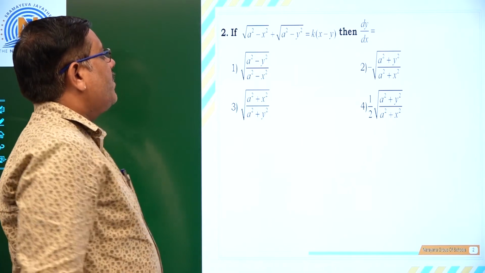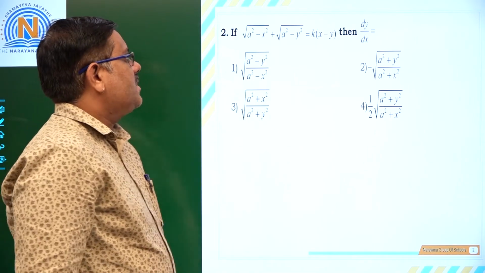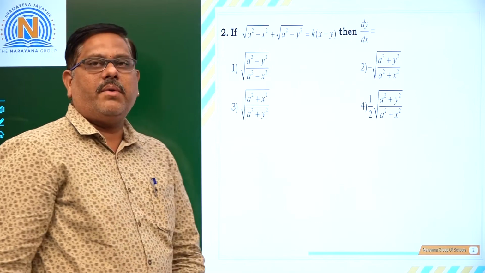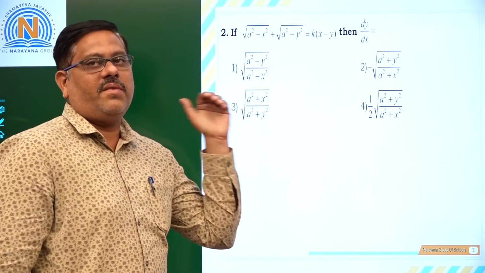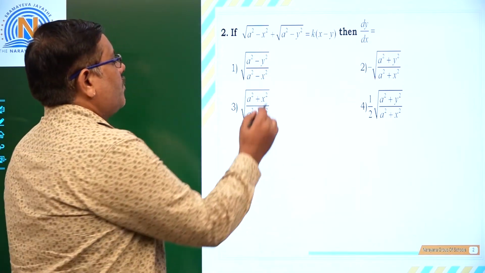If root over a square minus x square plus root over a square minus y square is k times of x minus y, then find dy by dx. Even here substitutions are very handy. What substitutions can you take?